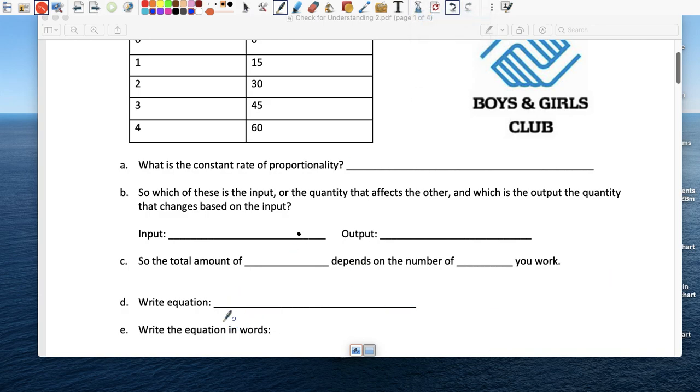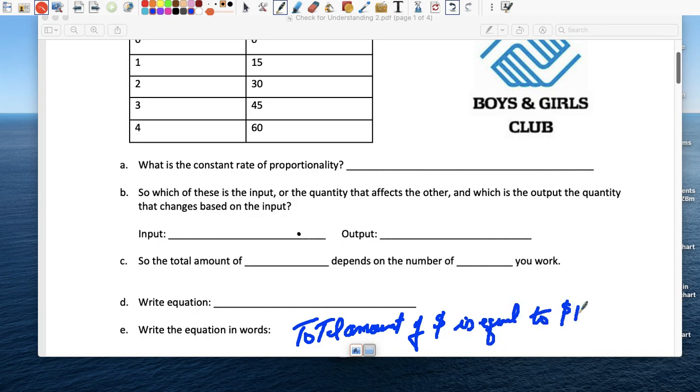Okay. So write the equation in words. Again, we just did that. Total amount of money is equal to $15 multiplied by the number of days. Okay.